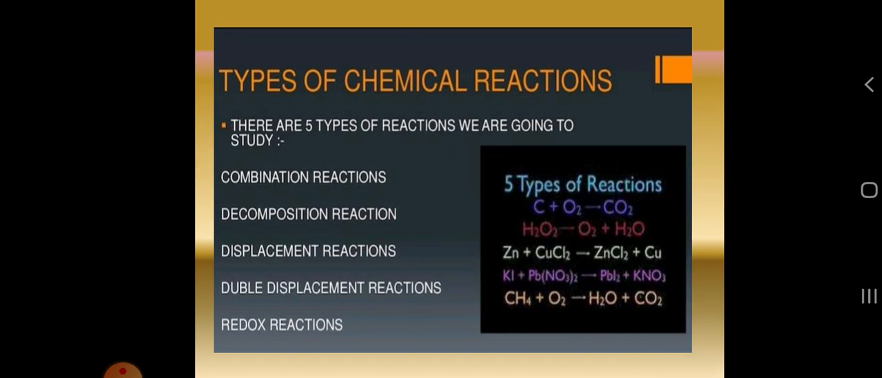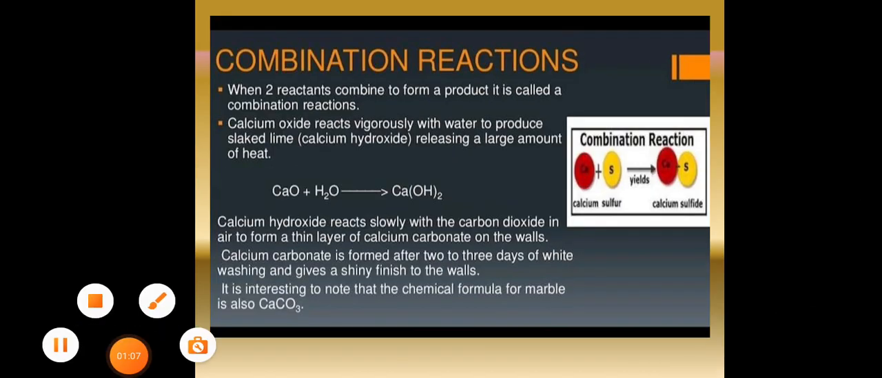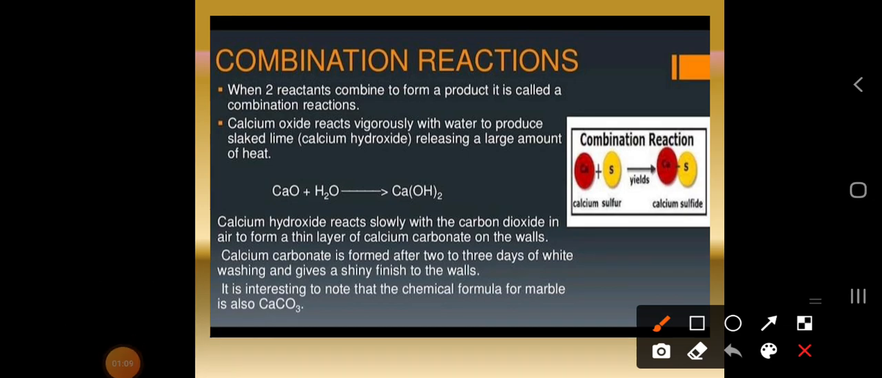Okay, so let's begin. When we are talking about the combination reaction, combination means combining two reactants. The name itself indicates that when two reactants combine to form a product... these are the reactants, I already explained, the left hand side is called the reactant and the right hand side is called the product. So when two reactants combine to form a product, it is called a combination reaction.